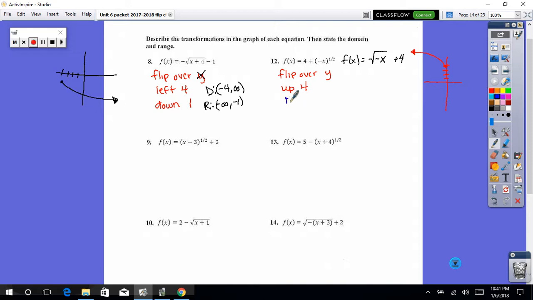Okay, so my domain, farthest left I will go is negative infinity, and I will go all the way to x of 0. The lowest I will get on the range is positive 4, and the highest is infinity.